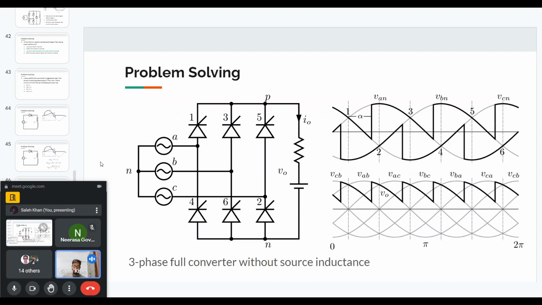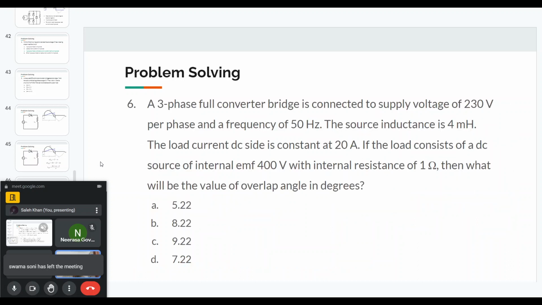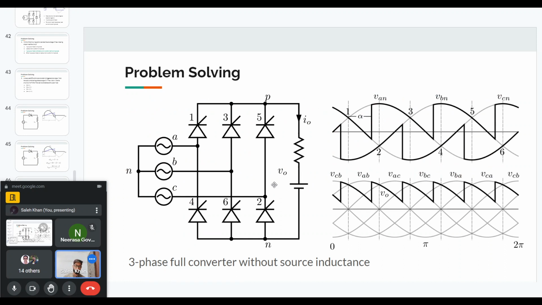So this is how the converter looks like. I've only shown the resistance and the EMF voltage of the load. But since it's a constant current, you will also have some kind of an inductance. These circuit and waveforms are without source inductance. So let's see first how the circuit and the waveforms will look like without the source inductance.